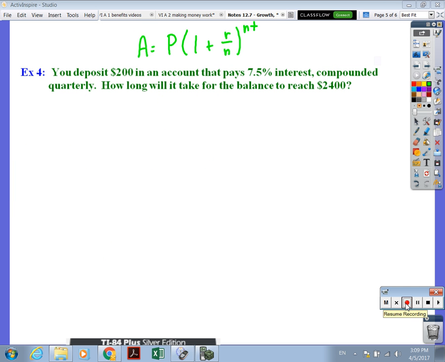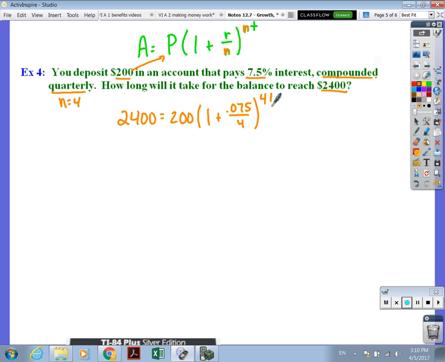On this next example, when you see the word compounded by a certain amount, that's what helps you know you're using this formula with the ends in it. When it's compounded quarterly, that's 4 times a year. So in this problem, we want money to grow from $200 to $2,400. So $2,400 is what the initial 200 grows into. That's the principal, 200 right there. And then in the parentheses, your rate has to go in as a decimal. So 0.075 over 4 raised to the 4t.